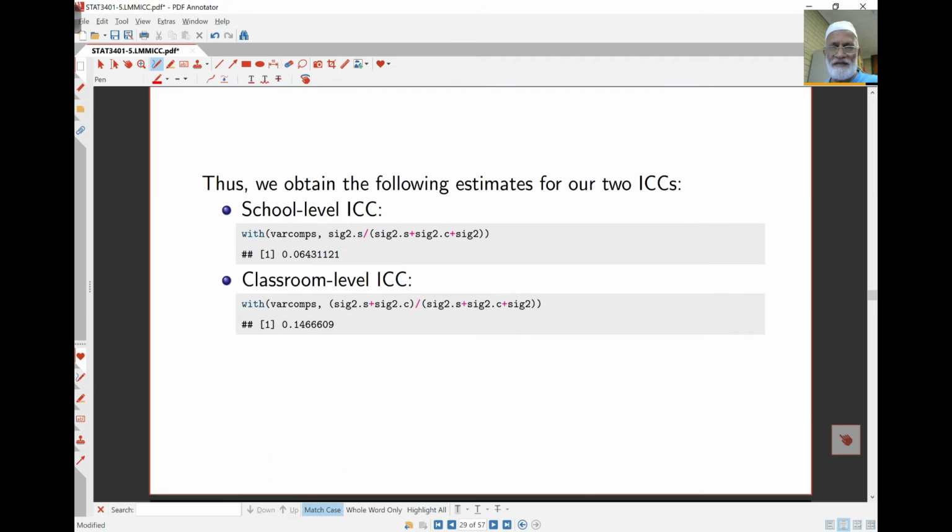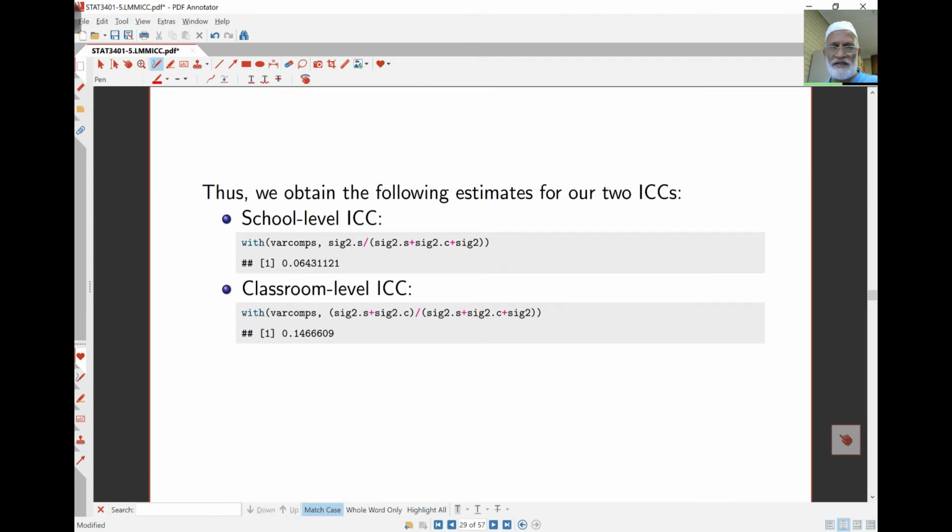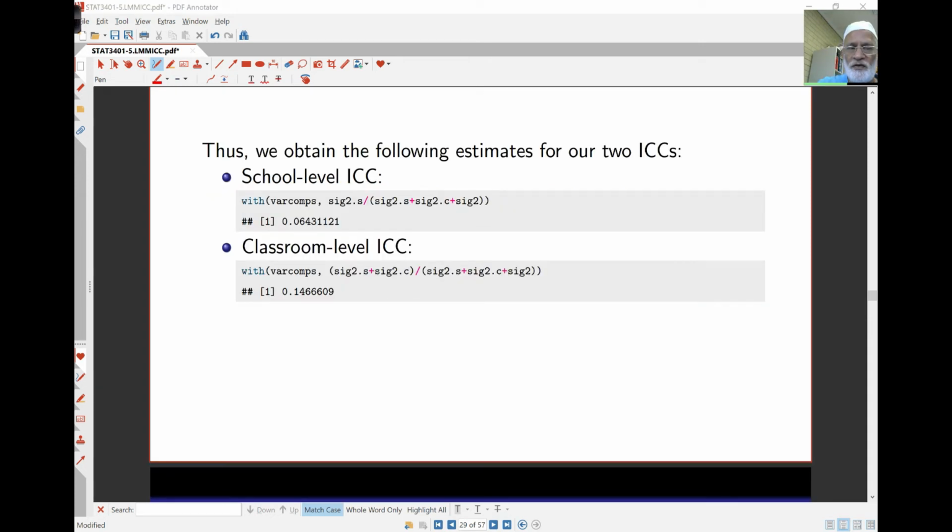And so the ICCs, as we said, at the school level is just the school variance over the variance of the whole lot, and the classroom level is classroom and everything above that over the ratio of the whole lot. Now the value here is quite small, which essentially means the schools aren't very similar, and neither are the classrooms, even within school, very similar.